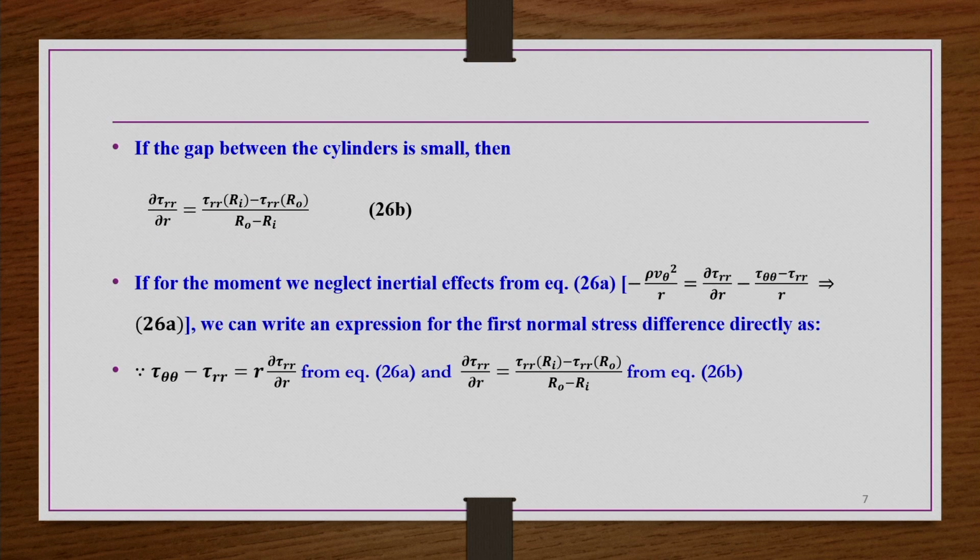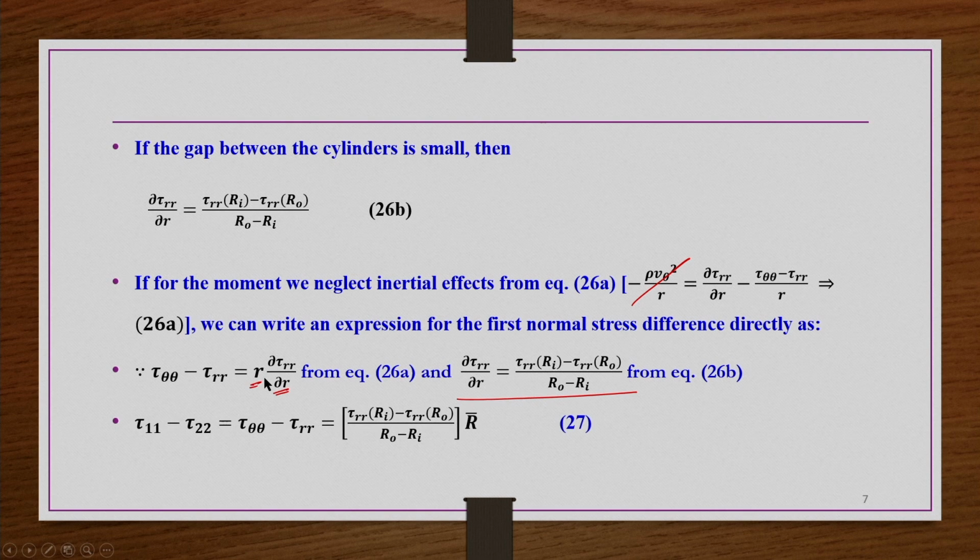So, from equation 26, after striking off the inertial term, we have τ_θθ minus τ_RR equals R ∂τ_RR/∂R. And from equation 26b, ∂τ_RR/∂R is equal to τ_RR at Ri minus τ_RR at R naught, divided by R naught minus Ri. Now, in place of ∂τ_RR/∂R we write this expression, and in place of R we have to select the position at which we are measuring the normal stress.